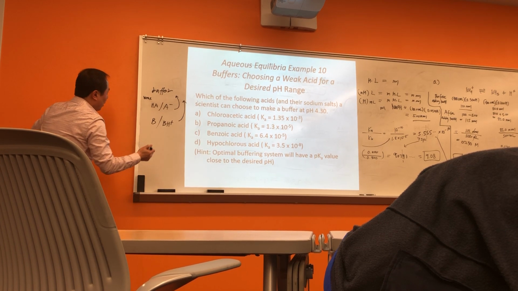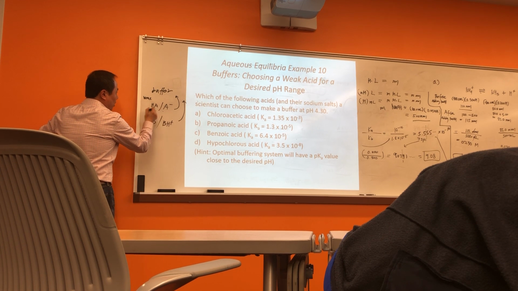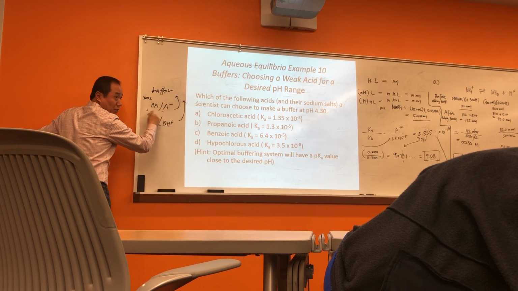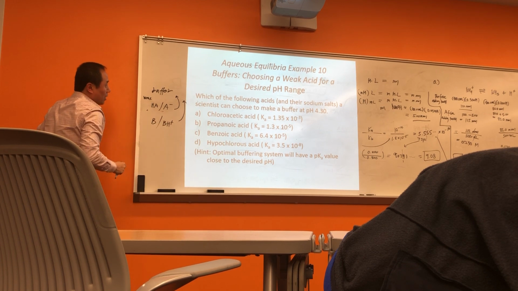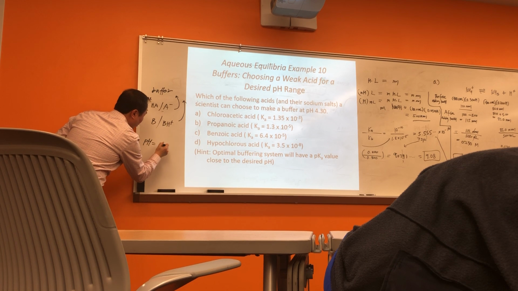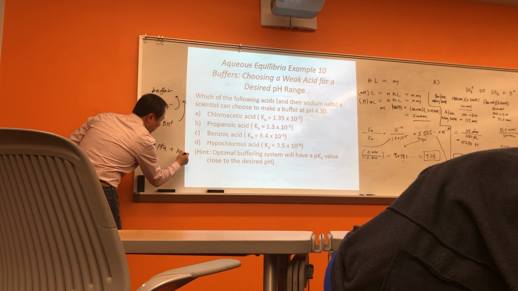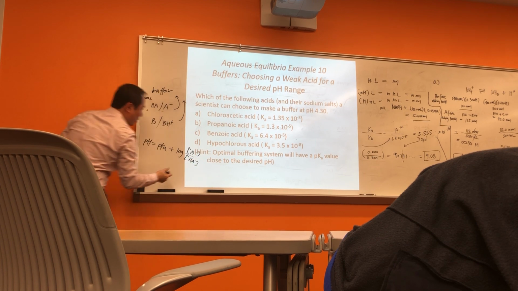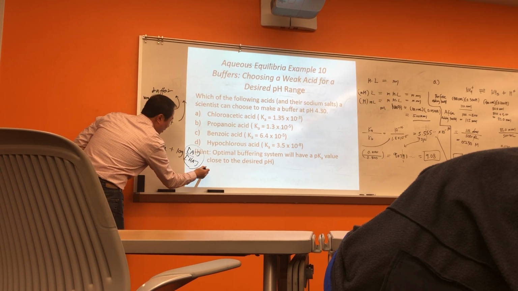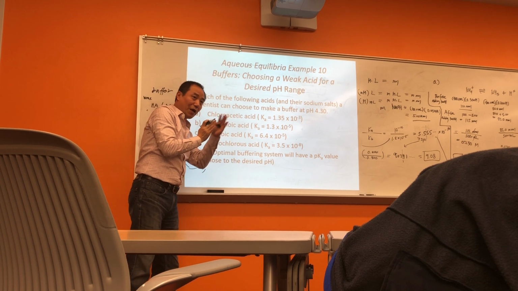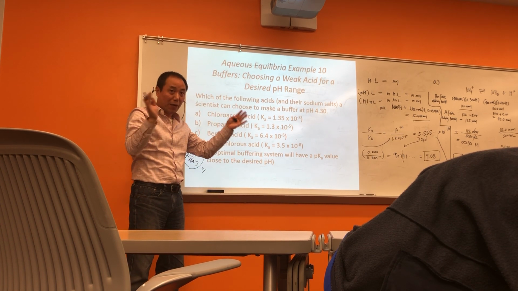Although any ratio will make a buffer, the ideal buffer will have equal amounts. So this equal amount is the most ideal. Why? Because if it's equal, then this ratio is just 1. So you are just in the middle of the range, and then you can go either left or right at full capacity.